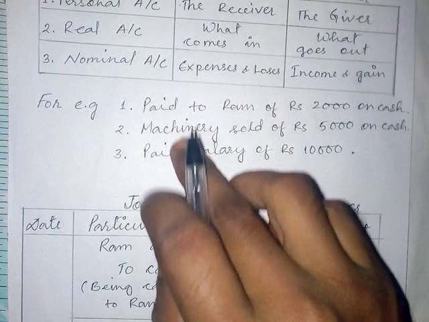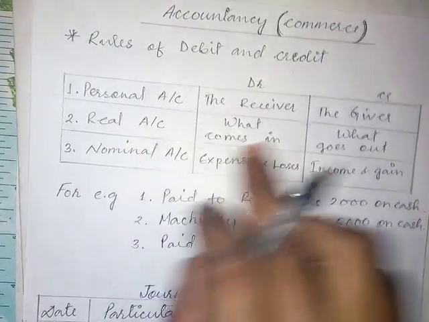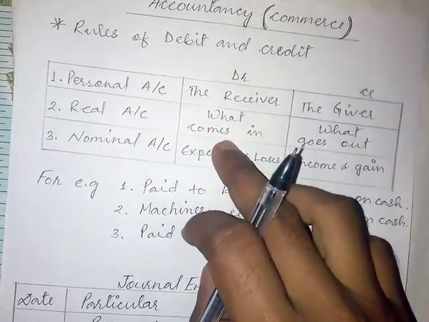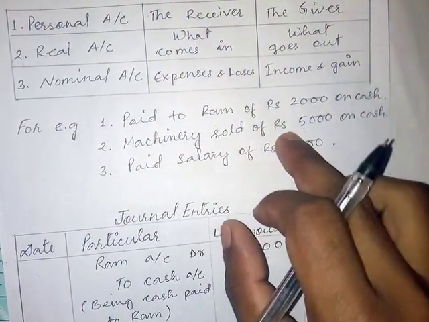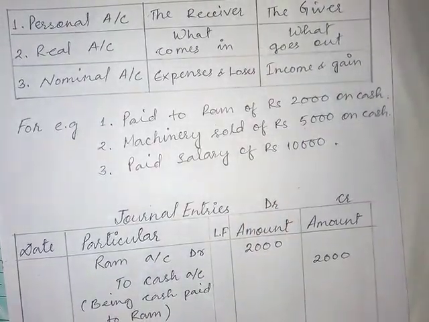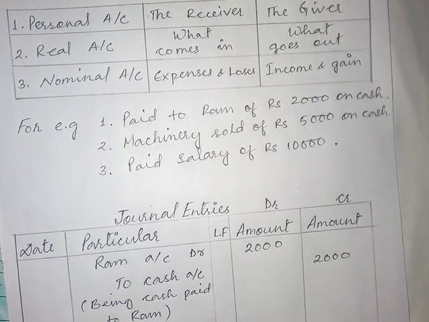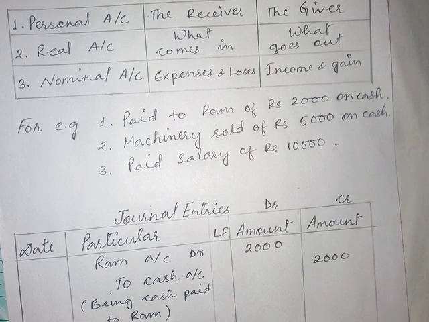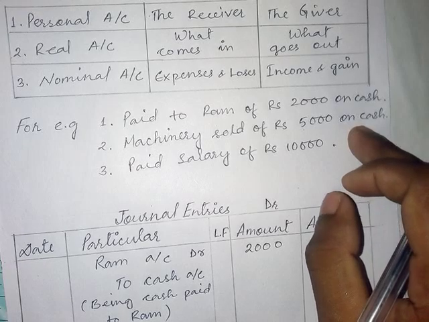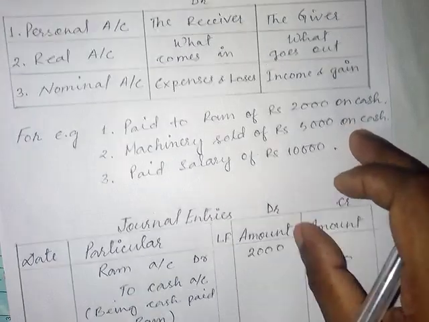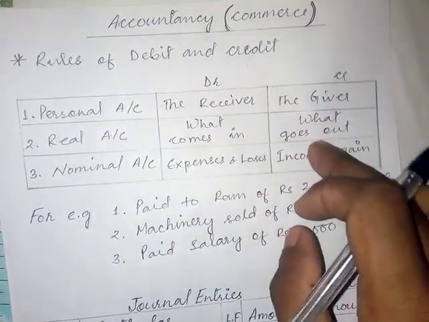Now see the second entry. It is the example of a real account. In a real account the rule is: debit means what comes in and credit means what goes out. Here: machinery sold of rupees 5,000 on cash. Suppose you're running a business and you have sold one machinery. The machinery goes out from your business, and cash comes in. Already we know the rules: debit what comes in and credit what goes out.